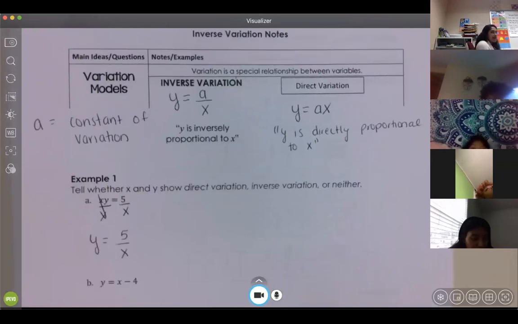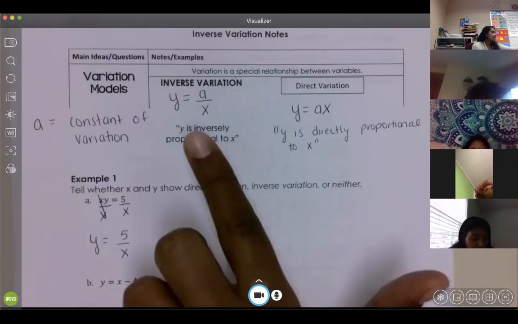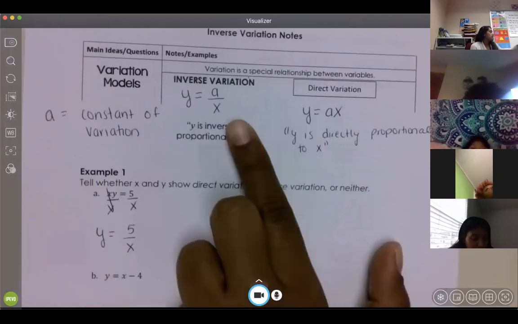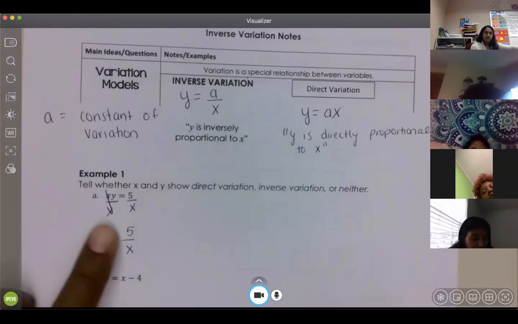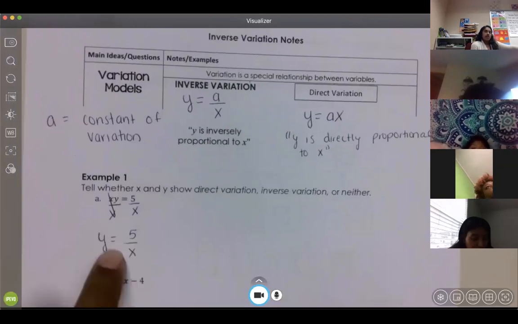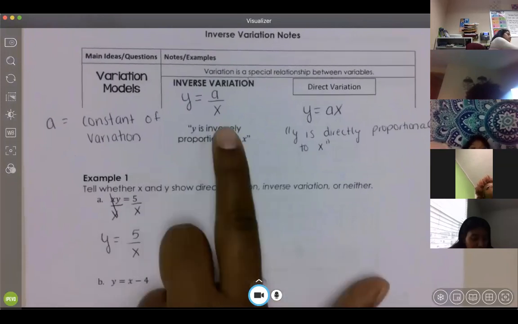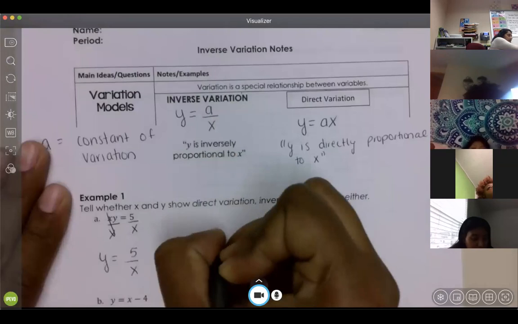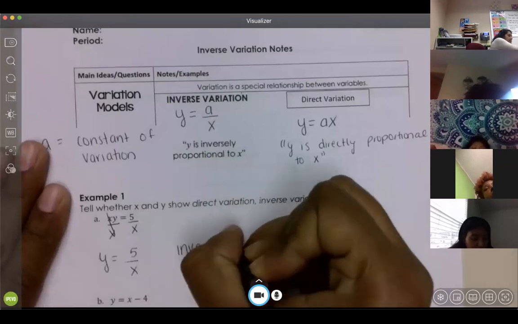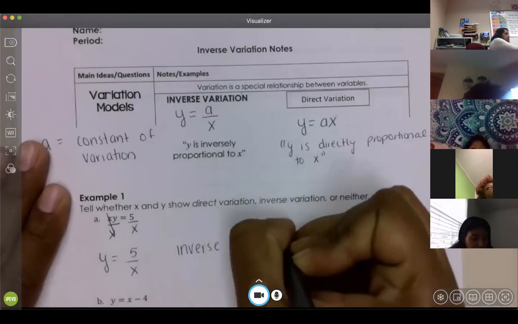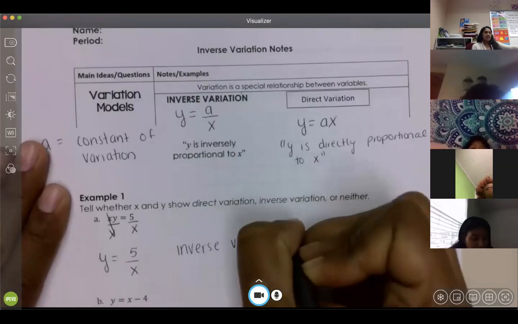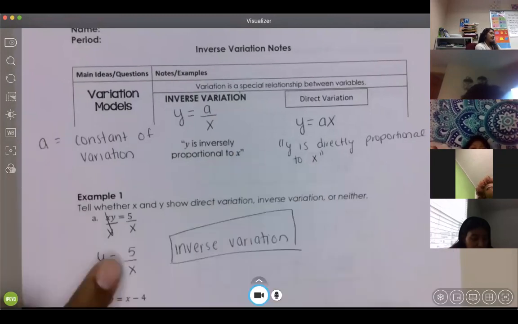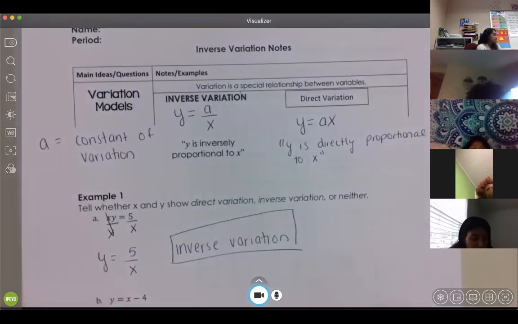And now that you have y by itself, you're going to see which one of these formulas it resembles. Does everyone see how x is in the denominator? So if x is in the denominator, it's going to be inverse variation. Anytime your x is in the denominator, it's inverse variation. And you'll notice that your a value in this case is 5. A is always just going to be a number. In this case, it's 5.